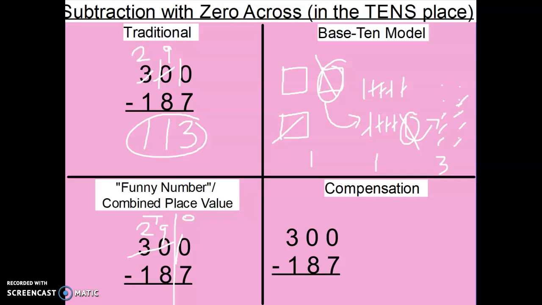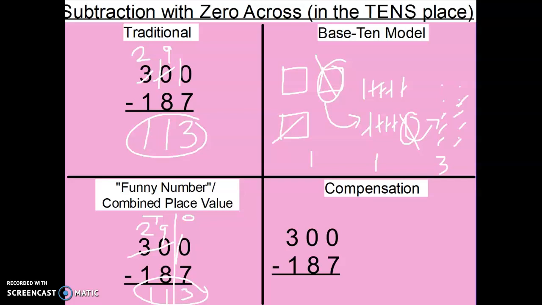So 10 minus 7 again is 3. 9 minus 8 is 1, and 2 minus 1 is 1. 113 is your answer. Last one is compensation. A lot of students find this easier. I don't mind that as long as they understand what they're doing.